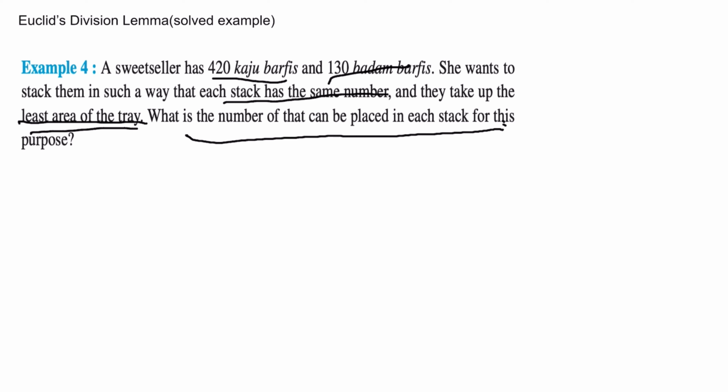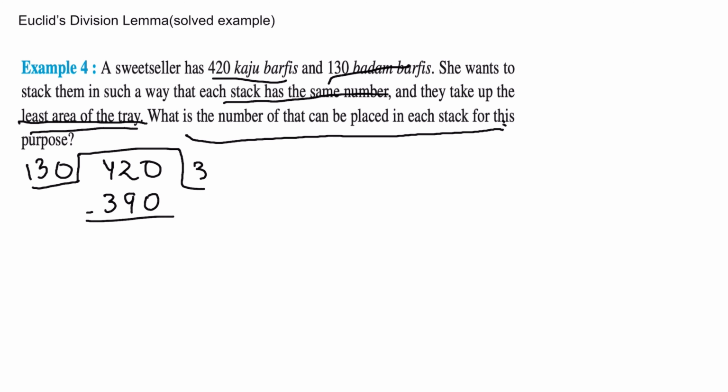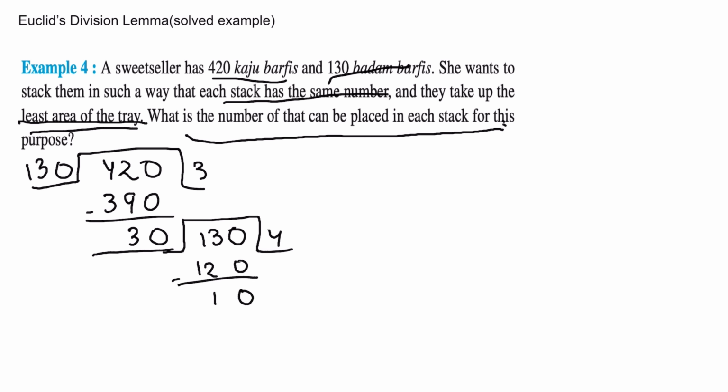Okay, so to solve this, we have to find the HCF of 420 and 130, and we are going to do that by using the long division method. Here 420 is the dividend and 130 is our divisor. Now 130 into 3 would give us 390, leaving us with the remainder 30. The long division will keep on dividing until our remainder is 0. Now our dividend becomes 130, which was earlier our divisor, and the divisor is 30. Now 30 into 4 is 120. This brings us to 10.